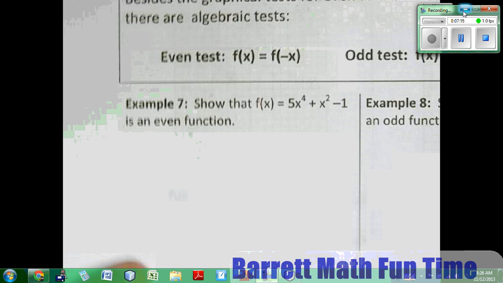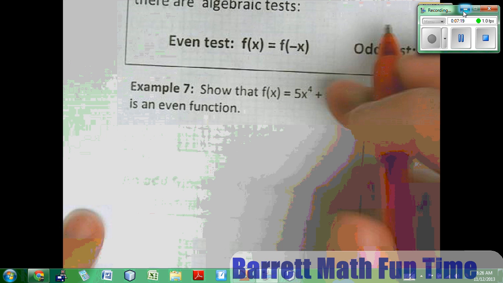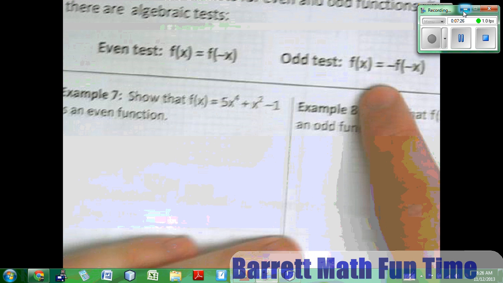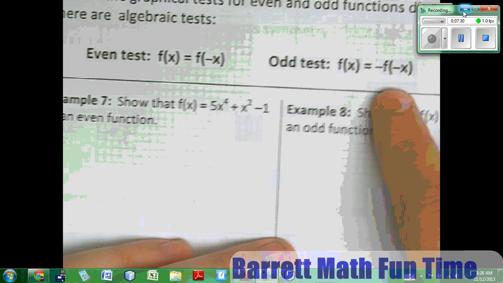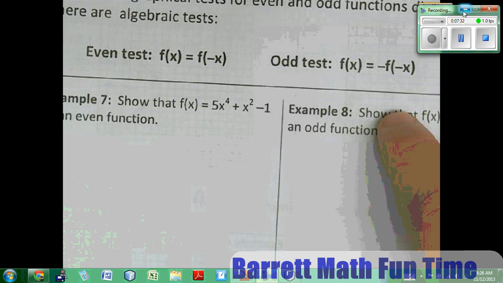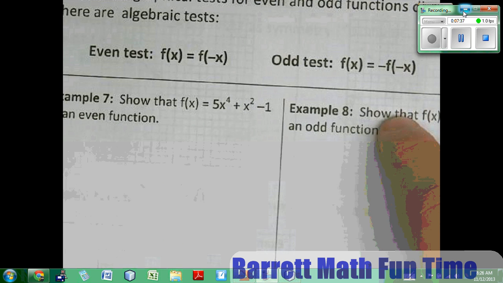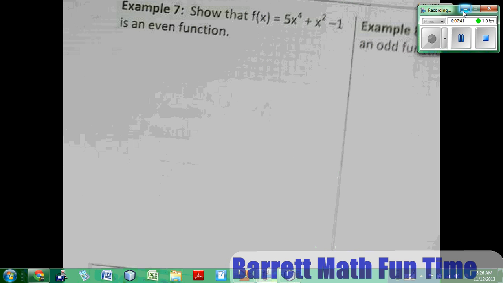Okay, what you're going to do is plug negative x in for x. If you find that it's the same as it was before, it's even. If you find that it's the same except it's been multiplied by negative 1, it's odd. That sounds like a lot, but we're going to work an example, and then the light bulbs will go off, I'm quite sure. Ready? The one inside your head that you go, oh, I get it. All right, let's do this one.